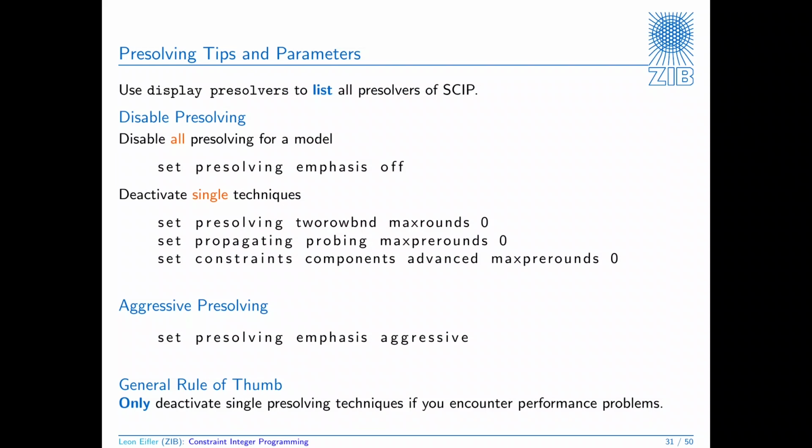And as a general rule of thumb, only deactivate single pre-solving techniques if you encounter performance problems. In general, the ones that are enabled by default usually work pretty well and find reductions. And if you realize after doing some solves, oh, the probing takes forever and finds nothing, then you might consider disabling it.